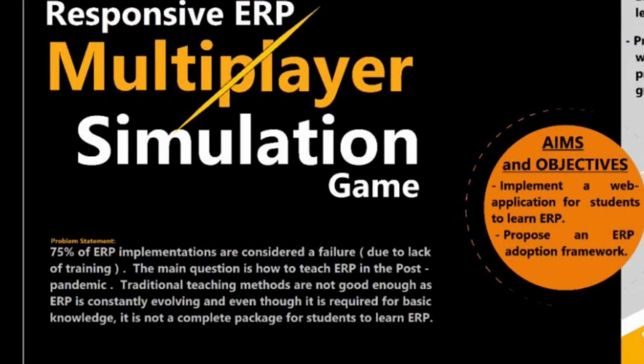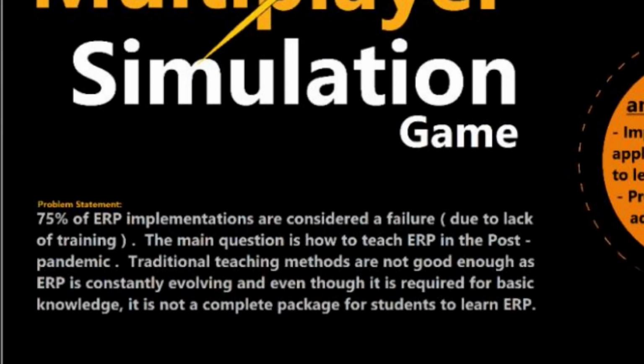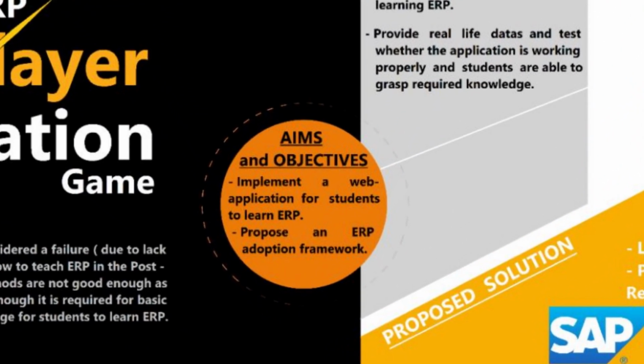Let's start with the problem statement. According to some research papers, 75% of ERP implementations are failed ones. The problem lies in this phrase itself. If an ERP system cannot be implemented properly, it means that the teaching and learning process prior to implementation was not good enough. Therefore, we can say that traditional teaching methods are not enough for students to fully grasp the concept of ERP.